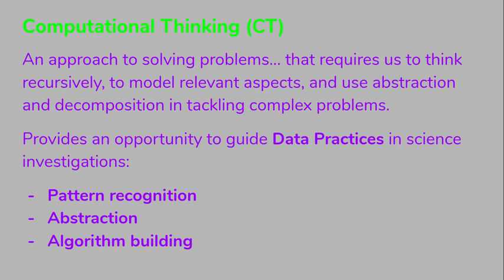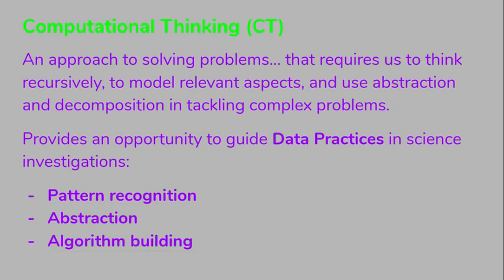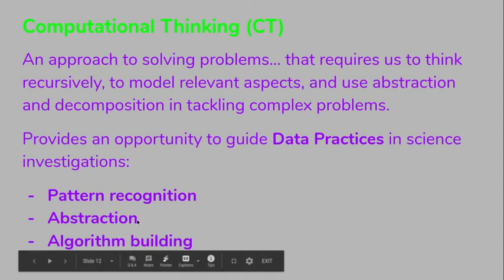So what does that mean? It's a lengthy definition. What that really means for us is that computational thinking is simply an opportunity to guide data practices in science. So data practices might include things like collecting data, manipulating data, analyzing data, finding the best way to visualize the data. And the practices we're using for this unit are pattern recognition, which we've already done, abstraction, which we've also thought about and modeled, and algorithm building, which I'm introducing this week. We touched on it a little bit last week.